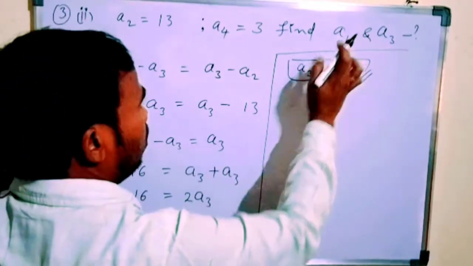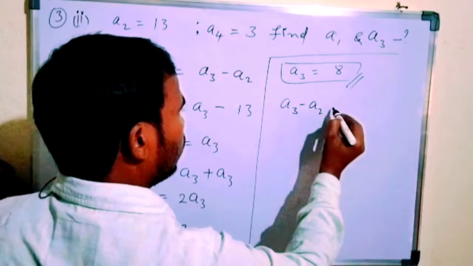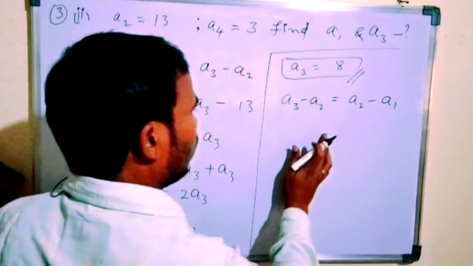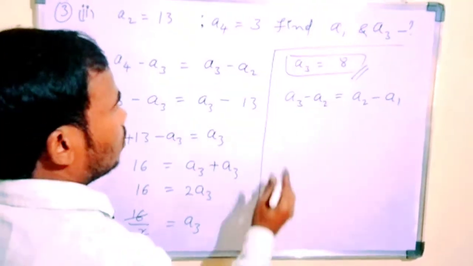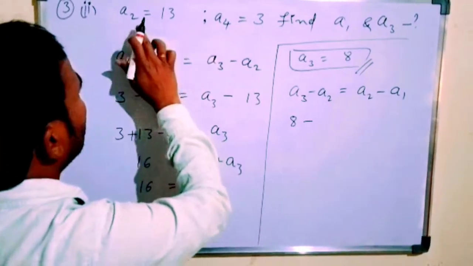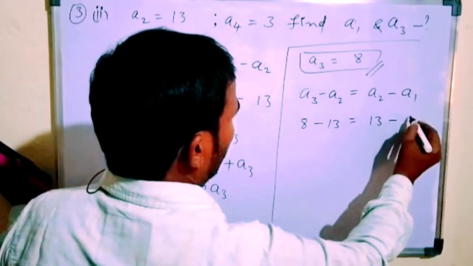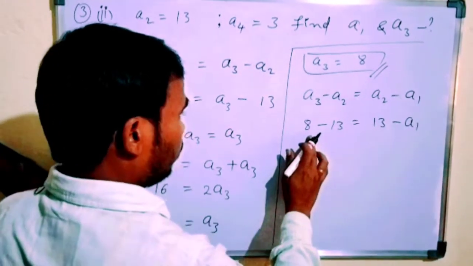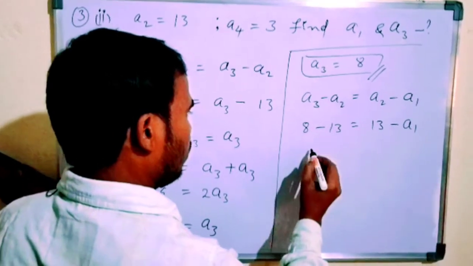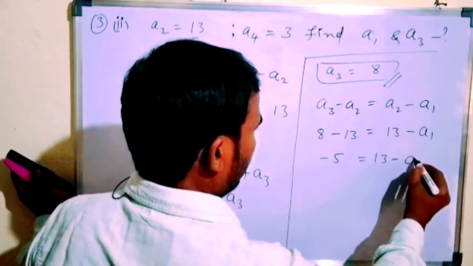Now we are finding the A1 value also. A3 minus A2 is equal to A2 minus A1. So now we are getting the A1 value. A3 is equal to 8 minus A2, which is 13. So 8 minus 13 is equal to 13 minus A1. 8 minus 13 is minus 5, equal to 13 minus A1.